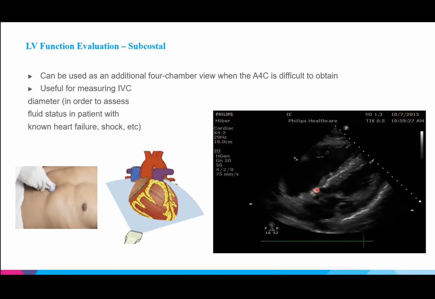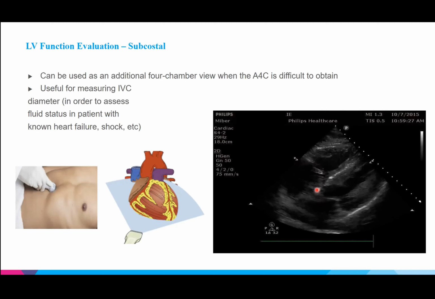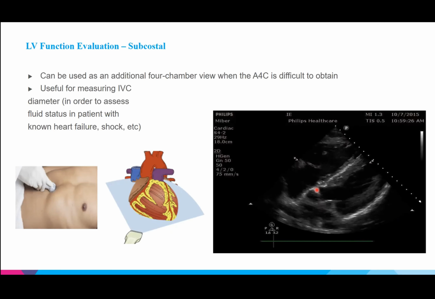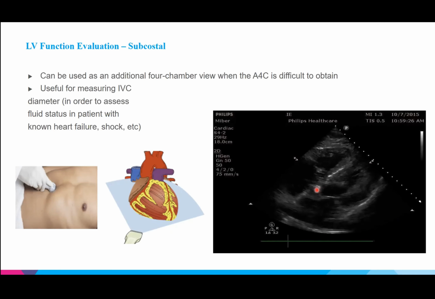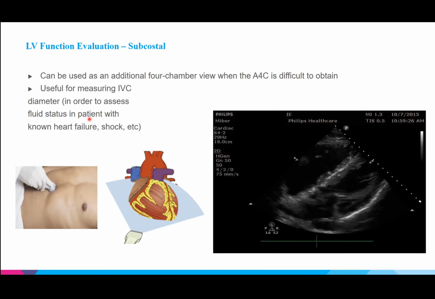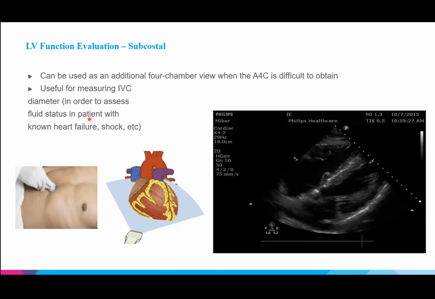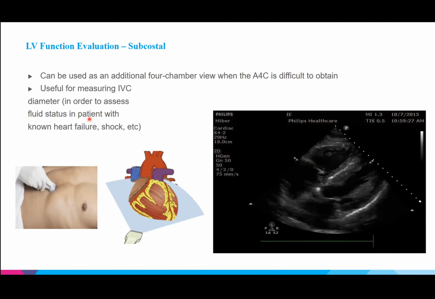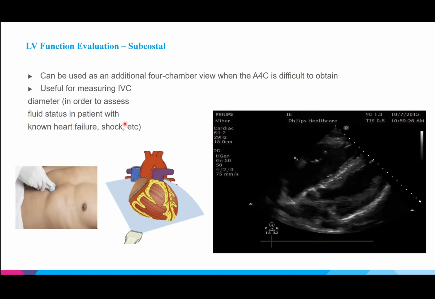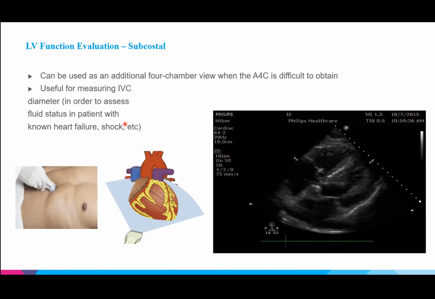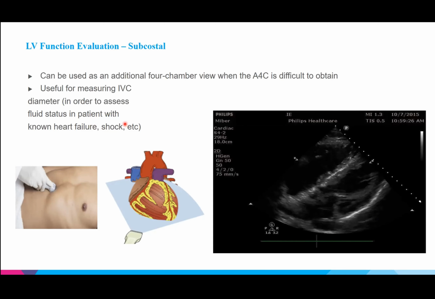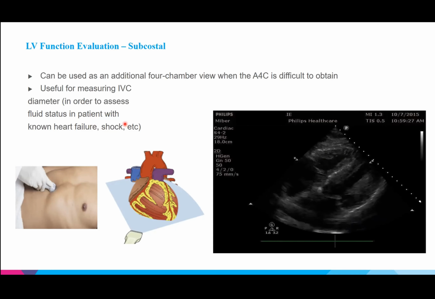If we're assessing LV function and we think that the function might be reduced, this would be the main view that we would then use to look at the IVC. We would rotate the probe 90 degrees and look at the IVC diameter. If the IVC is plump or non-collapsible, it might be consistent with something like a fluid overload, decompensated heart failure type state. Especially in patients who are in shock, it helps with our differential as well. So that's really just a quick run through of left ventricle function assessment.